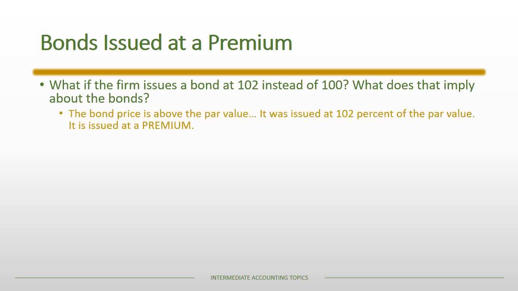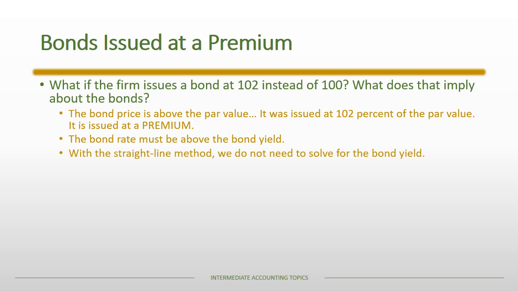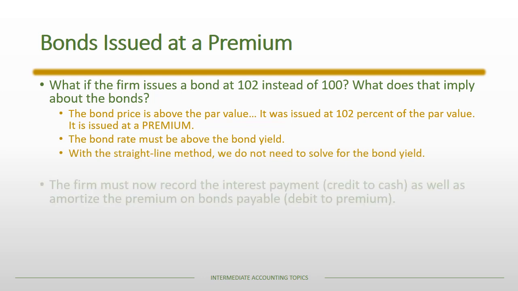So what does this imply about the bonds? First of all, it implies that the bond price is above the par value. It was issued at 102% of the par value, which means it is being issued at a premium. The bond rate, therefore, must be above the bond yield. But again, because we're using the straight line method, we don't actually have to solve for the bond yield.